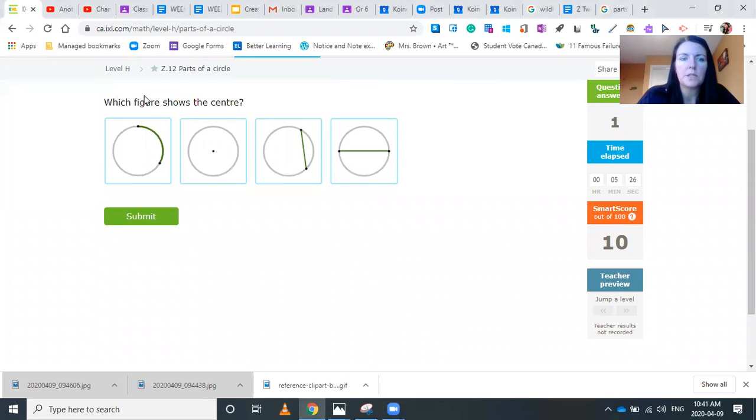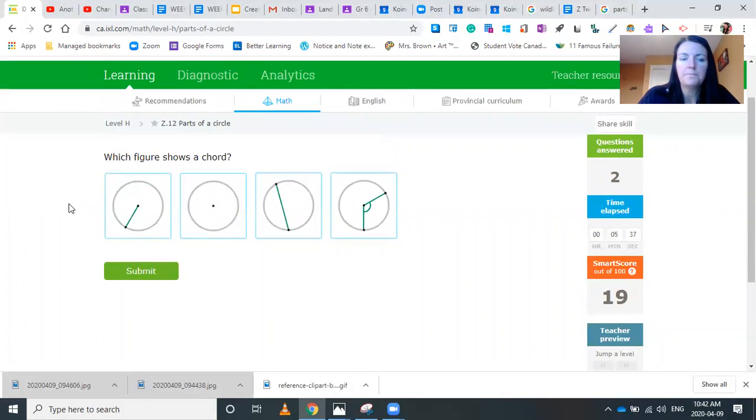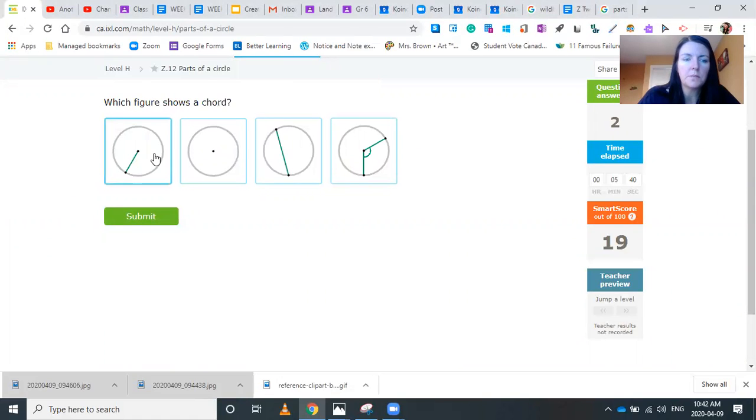Okay, which figure shows the center? This is an arc, this is the center, this is a chord, and this is a diameter. One more together. Which figure shows a chord? Well, this is a radius, this is a center, that's the chord, and this is your center angle. Okay, if you've got two radii going from the center and you haven't colored in the whole piece to make it a sector, but you've got an angle that's formed, we've just been doing angles in Z11. If it forms an angle there, that is then the center angle. All right, so the question's asking for a chord, and there we go.